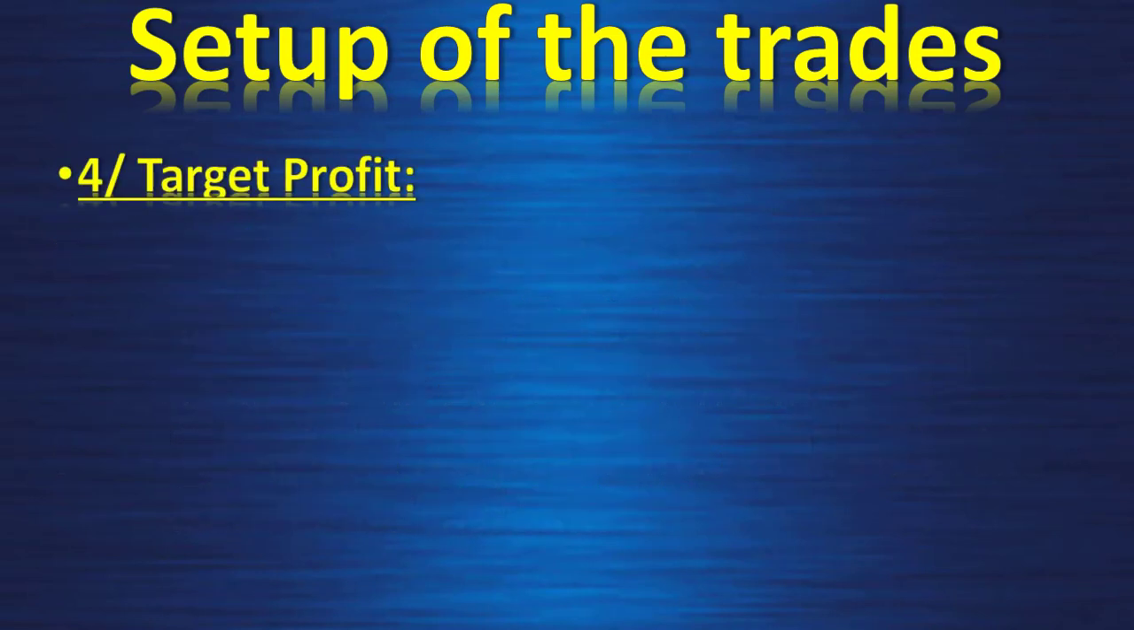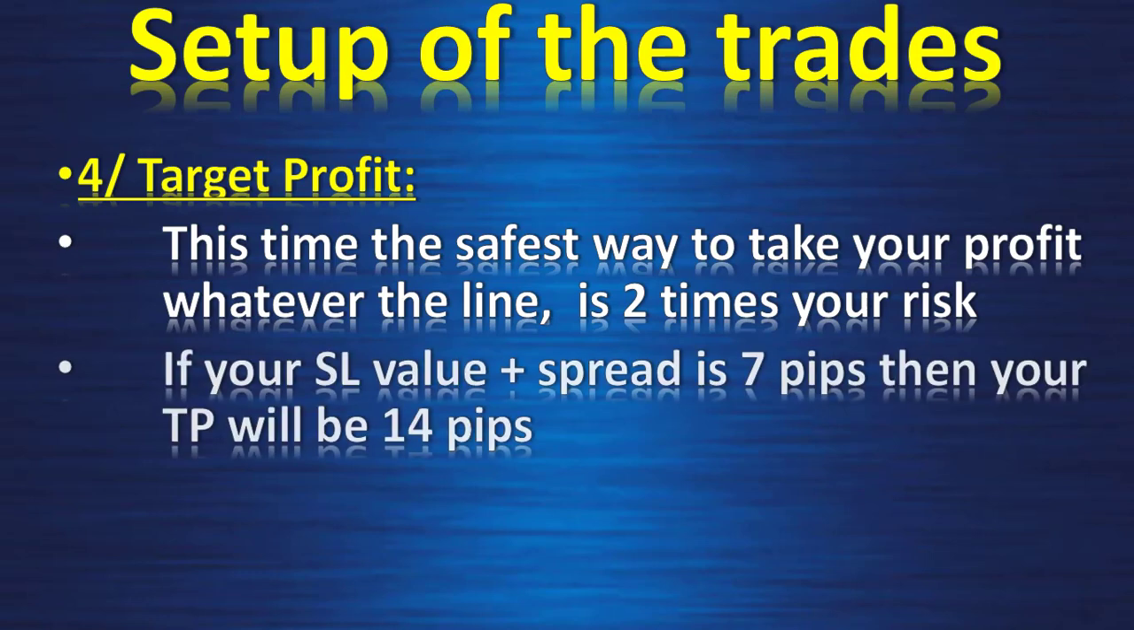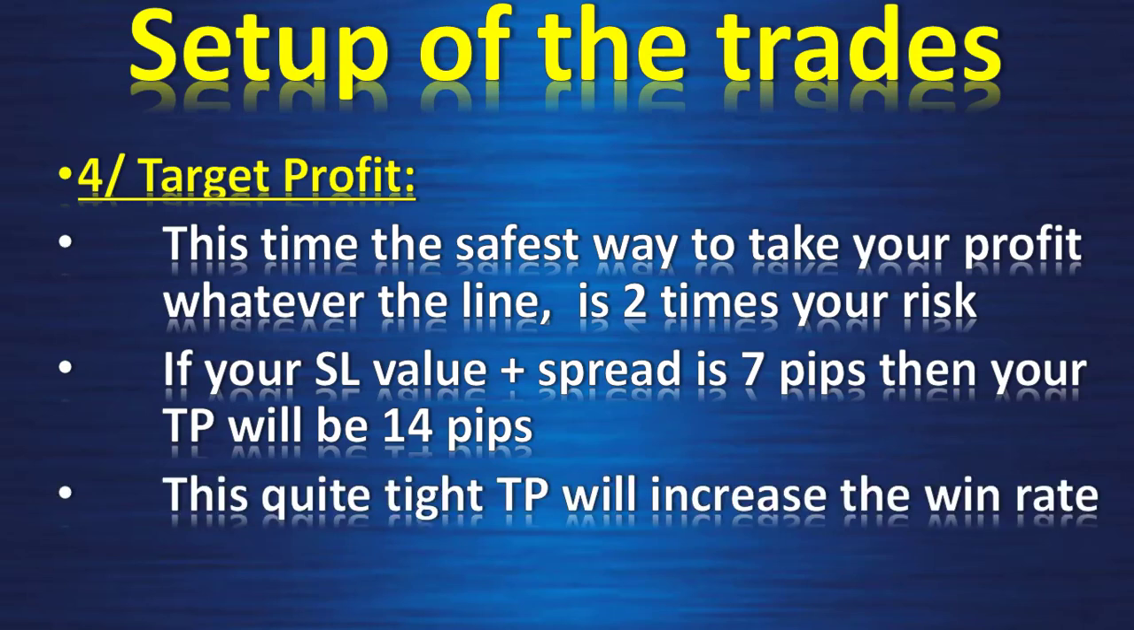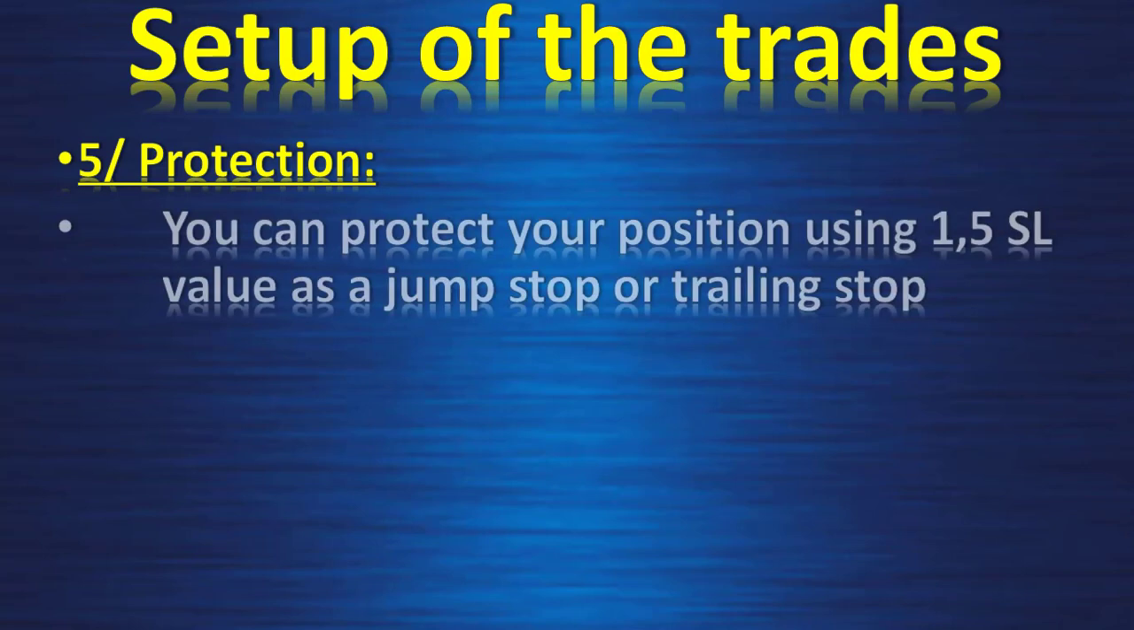4. Target profit. This time, the safest way to take your profit, whatever the line, is 2 times your risk. If your stop loss value plus the spread is 7 pips, then your target profit will be 14 pips. This quite tight target profit will increase the win rate. 5. Protection. You can protect your position using 1.5 stop loss value as a jump stop or trailing stop.